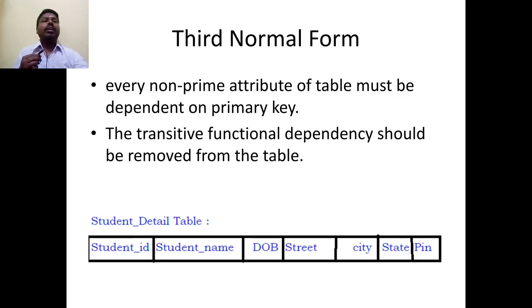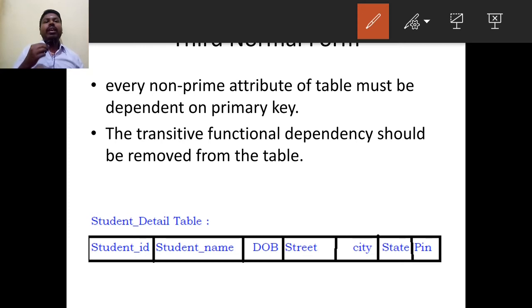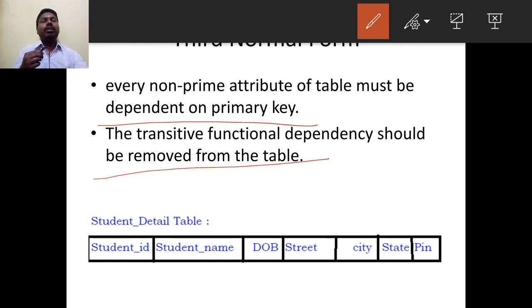Now third normal form. See, every non-prime attribute of a table must depend on the primary key. It is similar to second normal form. Here the transitive functional dependency should be removed from the table. We will see one small example so that you can easily understand.